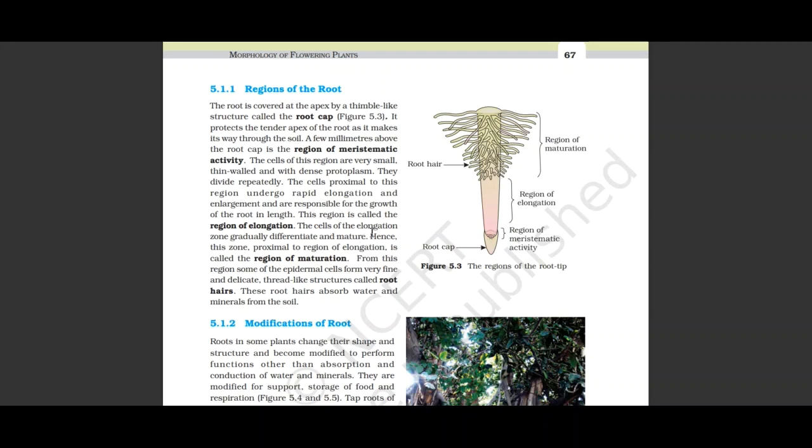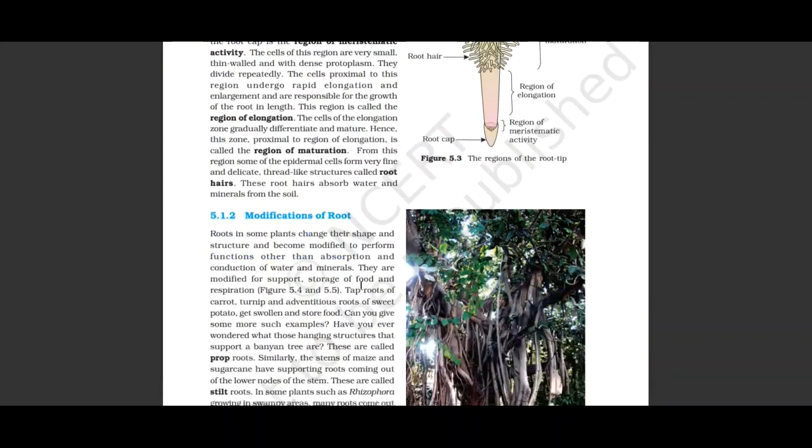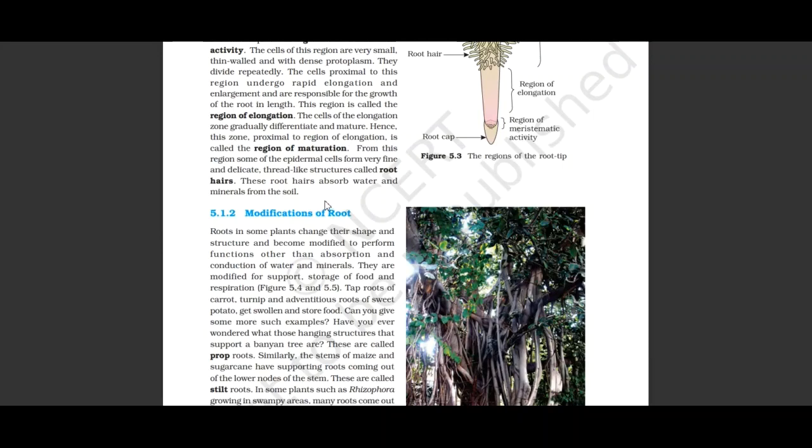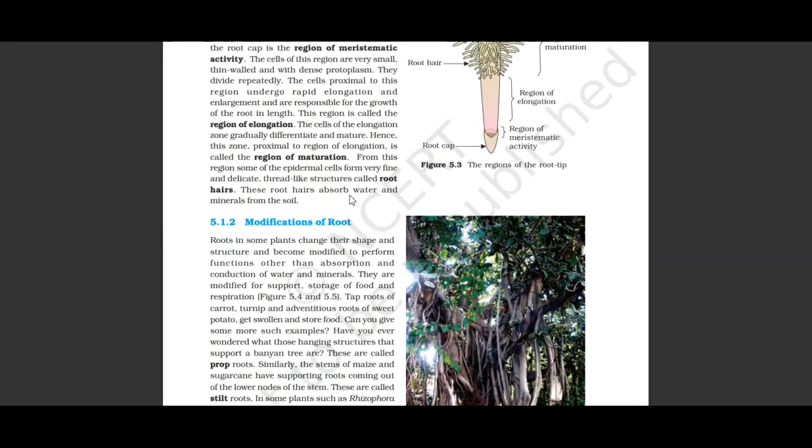The cells of the elongation zone gradually differentiate and mature. Hence, this zone proximal to the region of elongation is called the region of maturation. From this region, some of the epidermal cells form very fine and delicate thread-like structures called the root hairs. These root hairs absorb water and minerals from the soil.